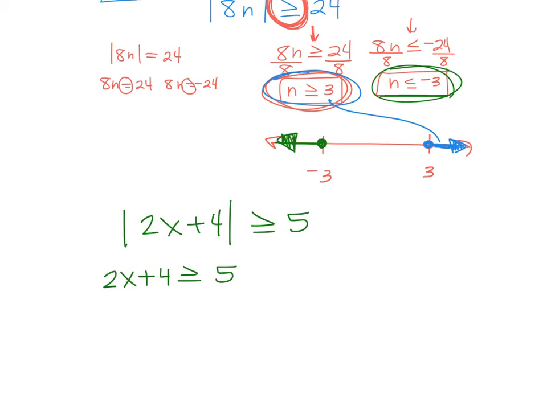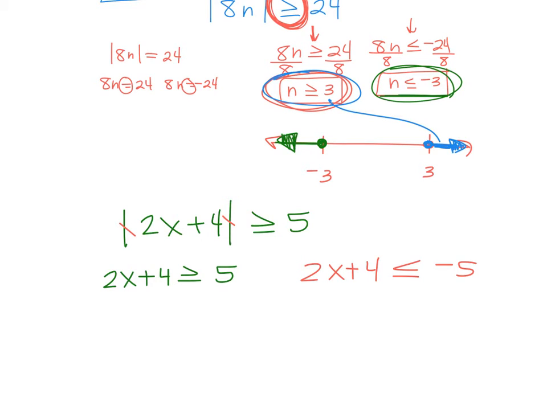Okay, so the first inequality is going to look exactly like the one you started with. You just take away your absolute value bars. Okay, what does the second one look like? A negative and flip it. Okay, so still 2x plus 4. We're going to flip our symbol around and we're going to make it negative.